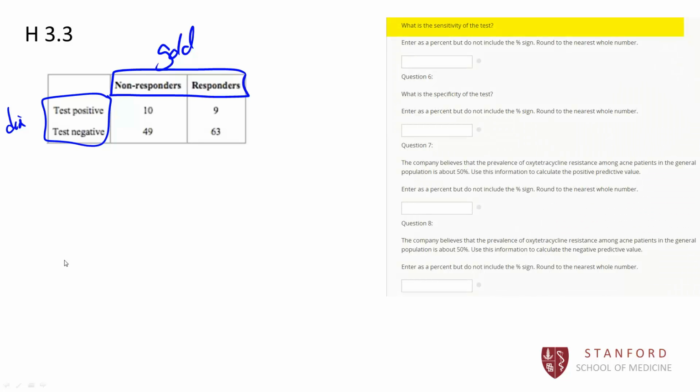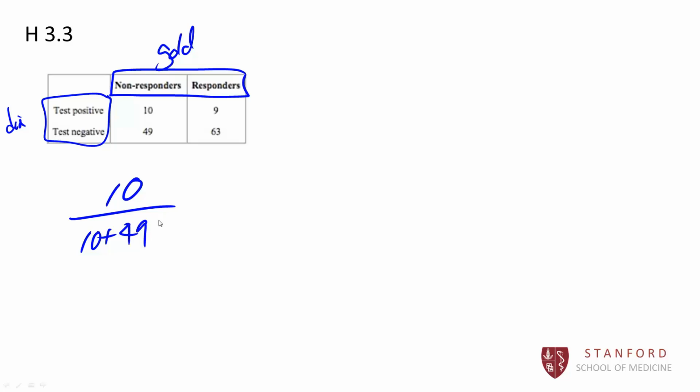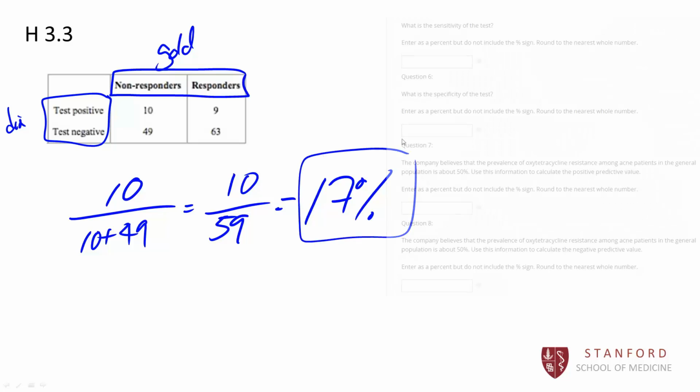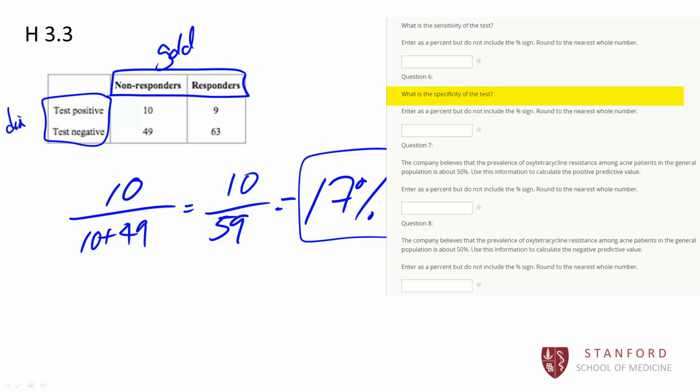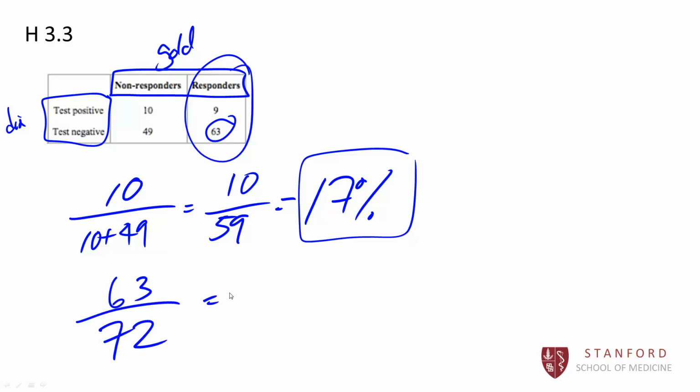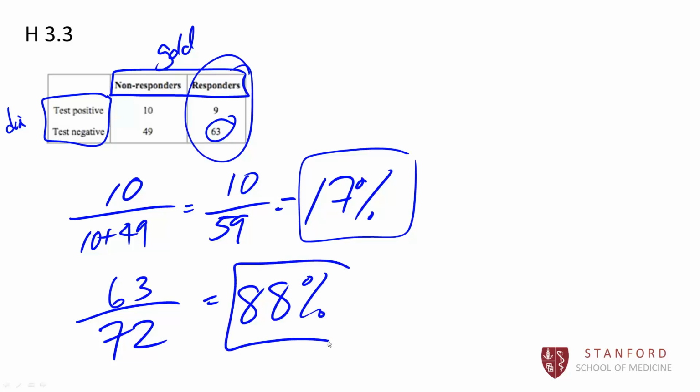So first question, what is the sensitivity? So as I said, it's simply 10 over 10 plus 49, okay, 10 over 59, and that's going to be equal to 17%. 17% is the sensitivity. Next part of this question, what's the specificity? Okay, specificity is just this number over the total. So it's 63 over 72, and that's going to be equal to approximately 88%. The specificity of this test is approximately 88%.